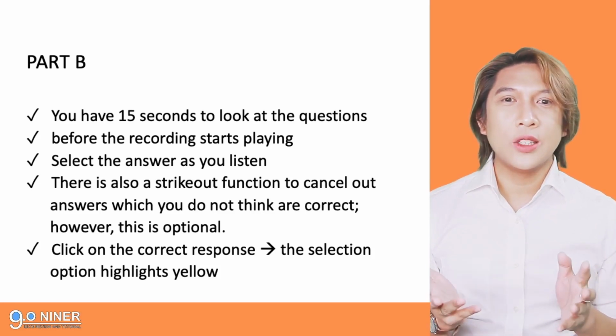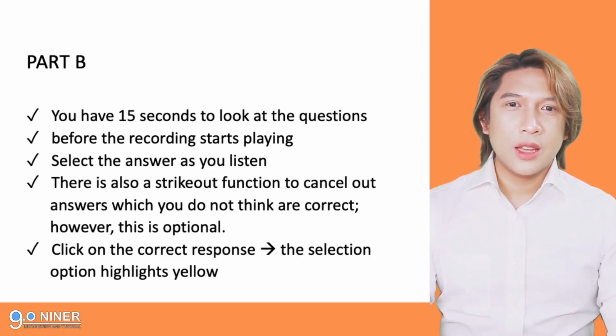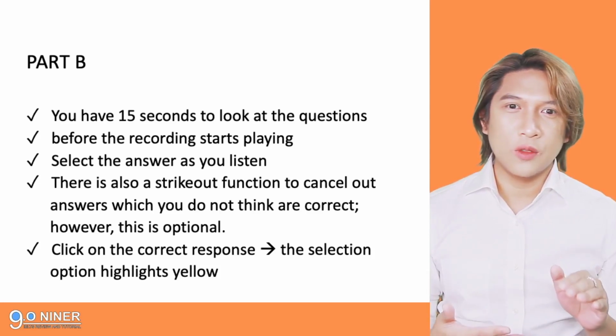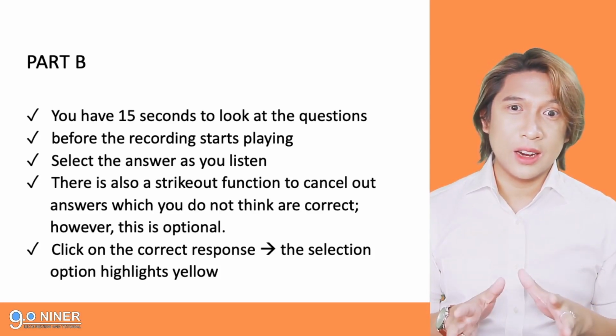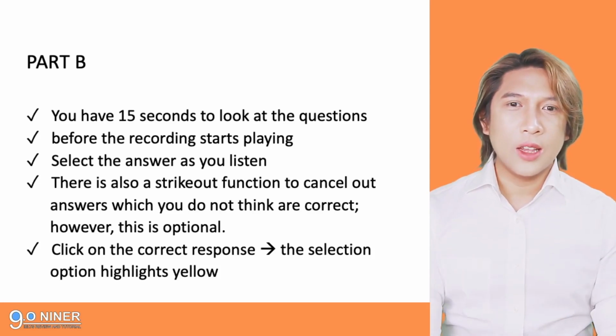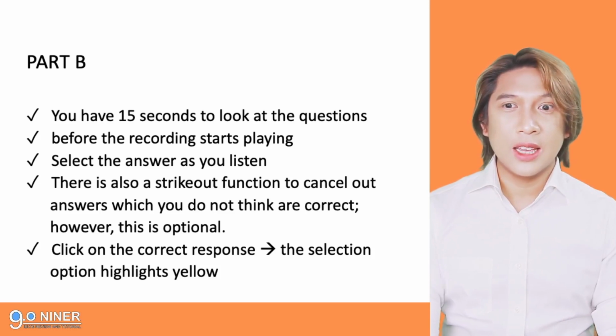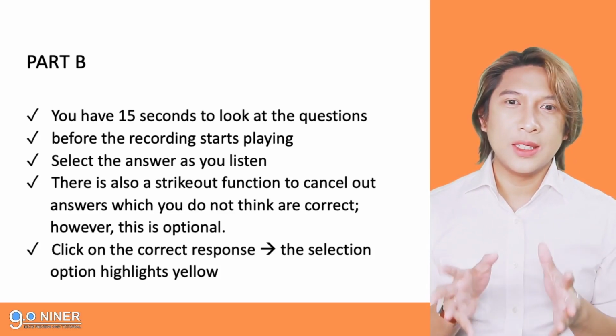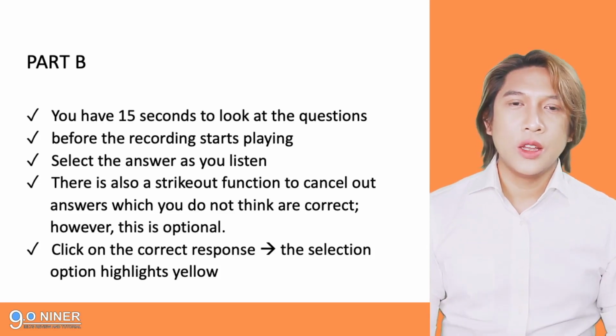So just in case you want to cross out some of the options that you feel are not correct, you can use the strikeout function tool. This is not necessary. So you basically just need to click your correct answer, click on the response that you have selected, and it's going to highlight yellow. And that means that that's the answer that you've chosen.